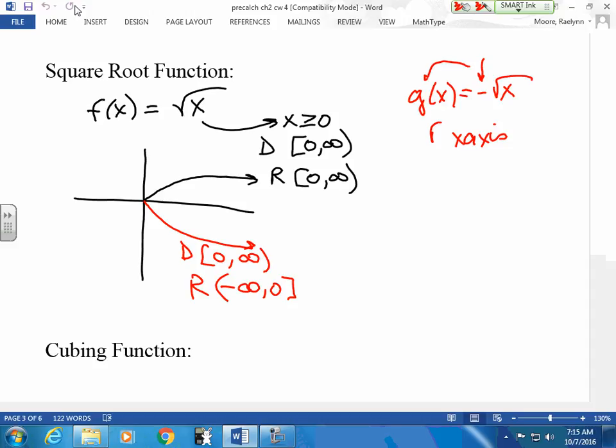So the negative sign outside of the radical, when it's not next to the x, negates the y. Real simple. Go from a positive y to a negative y. There's your reflection. When it's next to the x, then the x negates. It goes from a negative to a positive. It's a reflection in the y-axis. When they both negate, where is my reflection? Across the origin. Good.